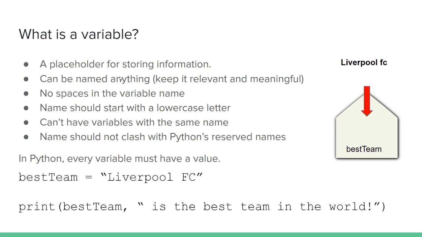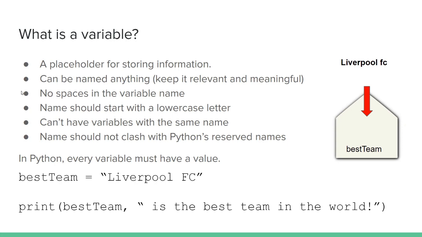No spaces in the variable name. So I couldn't put a space between best and team. That would violate the naming conventions, right? It's good practice to have names start with a lowercase letter. You can't have variables with the same name. And names should not clash with Python reserved names, right? They're already stored, so they've been reserved by Python to do something. So you can't name your variable that, because there will be a clash when it's time to run the program.